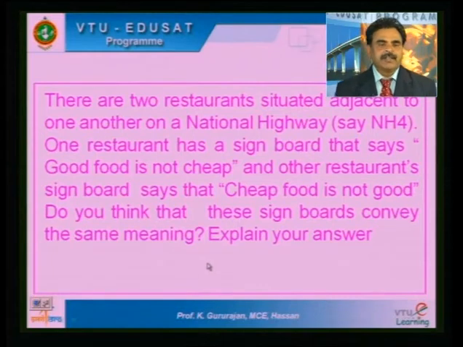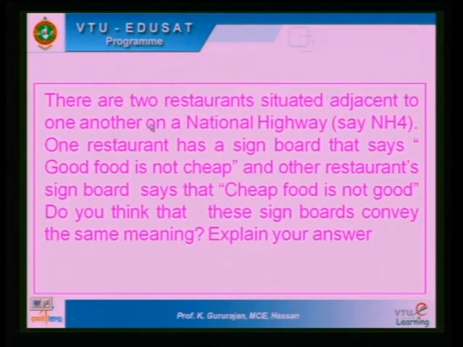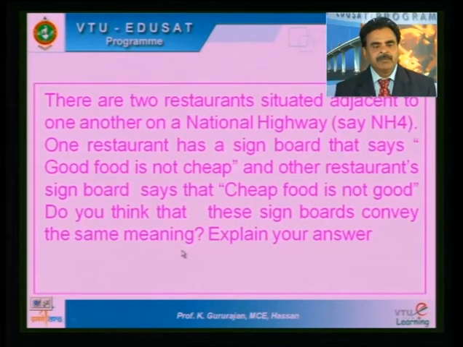For example, consider this problem. Say there are two restaurants, normally we find in a national highway, adjacent to one another, side by side. Now, suppose one restaurant has a signboard that says that good food is not cheap, and the other restaurant also has a signboard which says that cheap food is not good. Now, do you think that these signboards convey the same meaning? So, what is your answer?